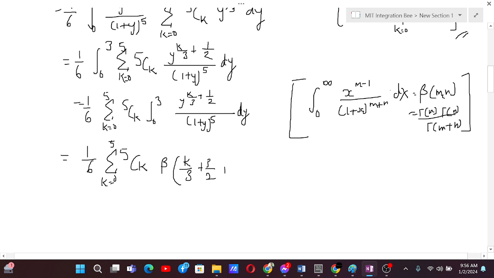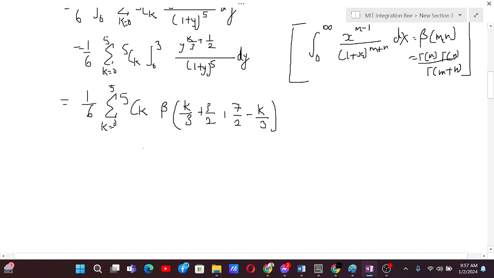And for n, m plus n should be 5. And m is k by 3 plus 3 by 2. So n will be 5 minus k by 3 minus 3 by 2. So that's 7 by 2 minus k by 3. Yeah, because the sum of these two terms should be 5. So 7 and 3 is 10 by 2, 5. And then the k term goes to 0. Yeah, so this is good.